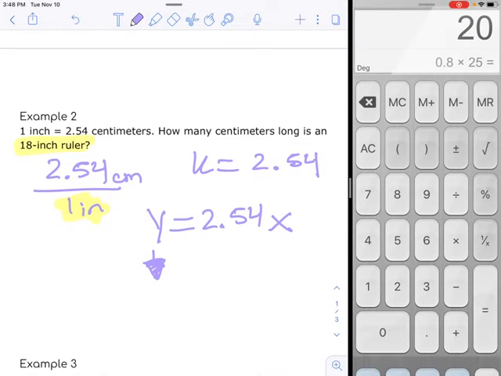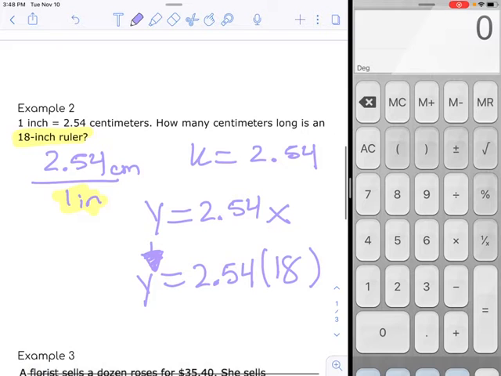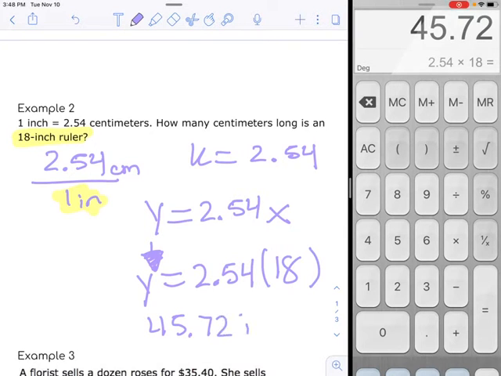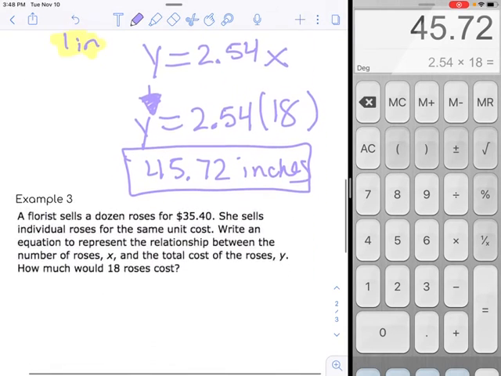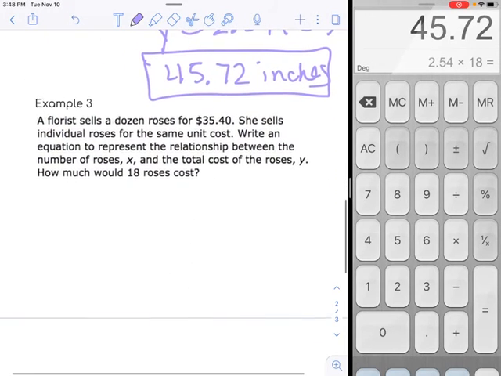I don't know what my y is. My y is my centimeters. I don't know how many centimeters I have. But I know my constant's 2.54, and I'm multiplying that by how many inches I actually have, which is 18. So if I multiply 2.54 times 18, I'm going to be left with 45.72 centimeters. Okay. All right, let's try our last one here.